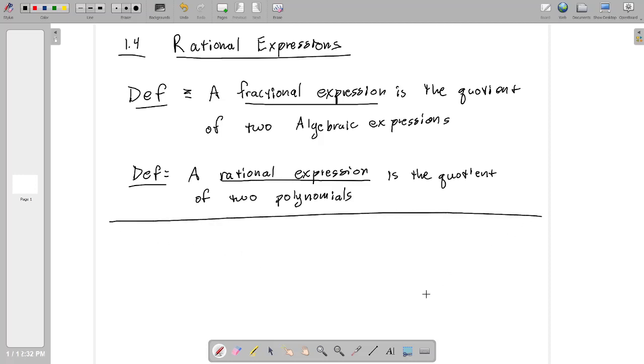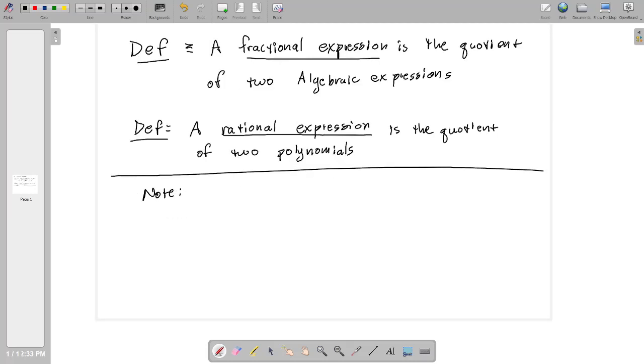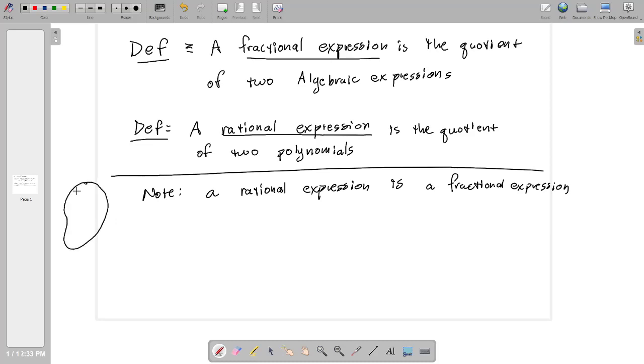All right, so what do these mean? First, I want to make a note. A rational expression is a fractional expression. So remember that if we had algebraic expressions here, a polynomial is a type of algebraic expression, which means that if we have a quotient of polynomials, we have a quotient of algebraic expressions as well, which would also mean that it's a fractional expression.